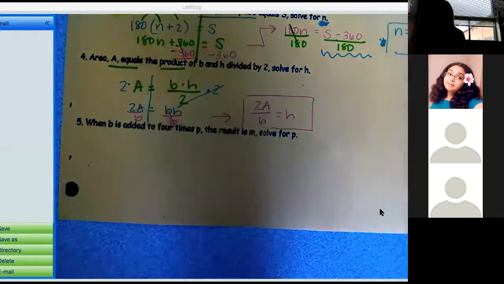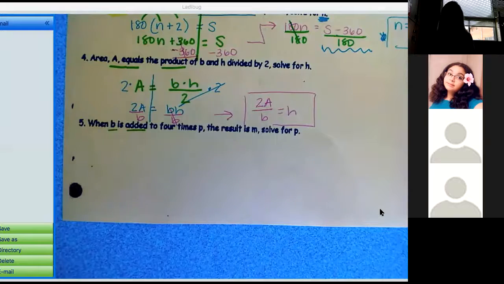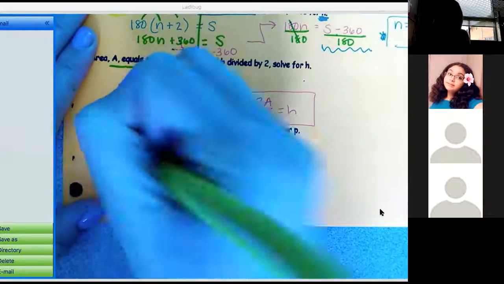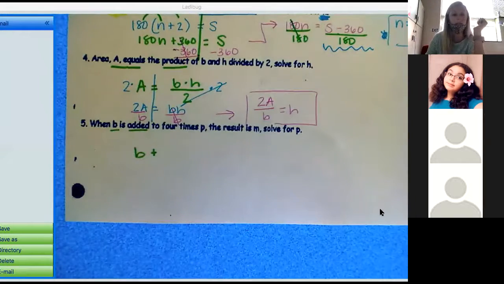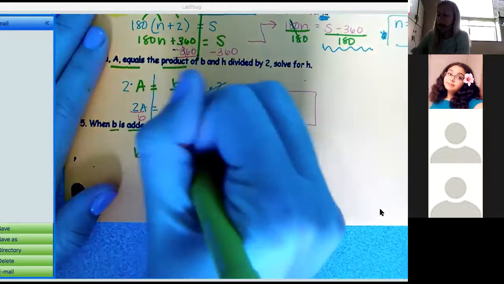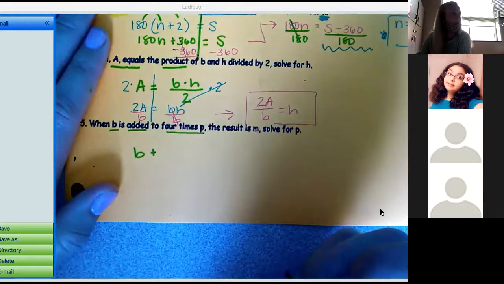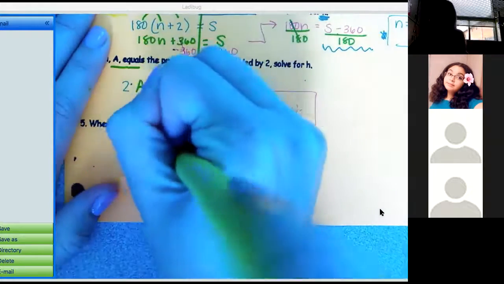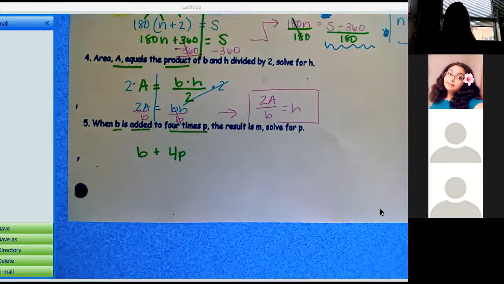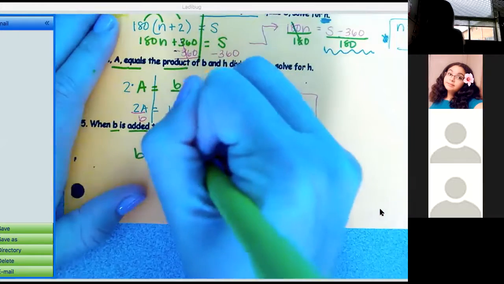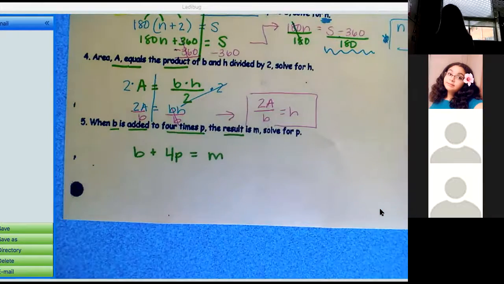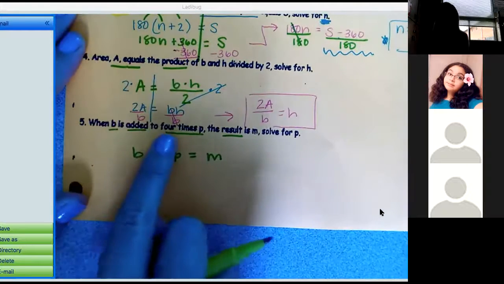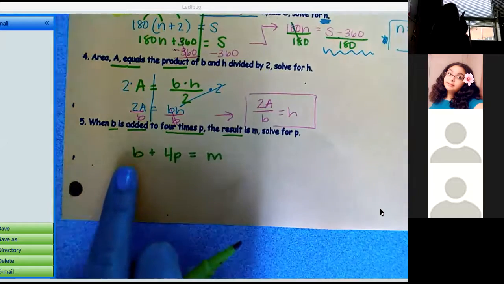What do I write first? Okay, good, thank you. B plus, if it says b is added, that is b plus, right? 4 times p, what would I write? 4p, or you could do 4 dot p, or you could do 4 parenthesis p. That's fine. And then Jordan's saying the result, so that means equals m. That's fine too, Kamara. No. When b is added to 4 times p. It's just a plain b, 1b, okay?